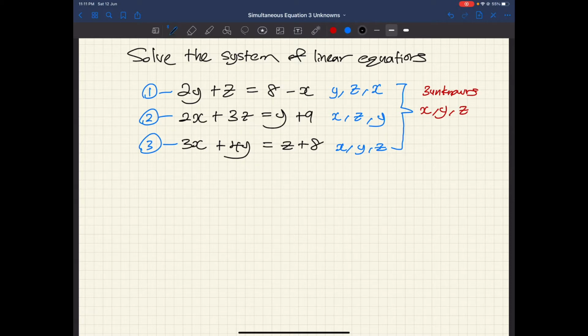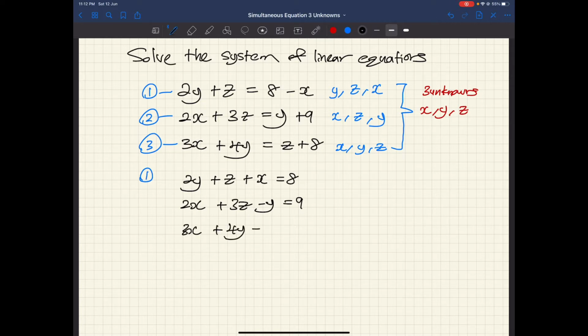I'm going to pull all my unknowns to the left hand side, and only have the numbers on the right hand side. From equation 1, I have 2y plus z plus x equal to 8. I'm going to do the same thing for the others as well. I have 2x plus 3z negative y equal to 9. From the third equation, I have 3x plus 4y negative z equal to 8.